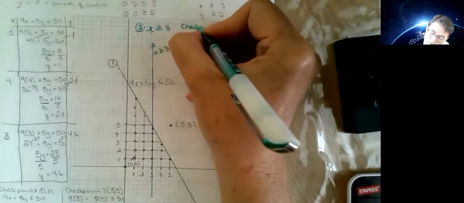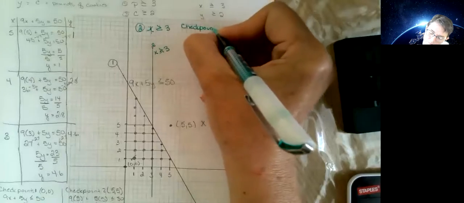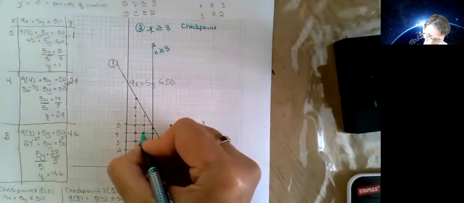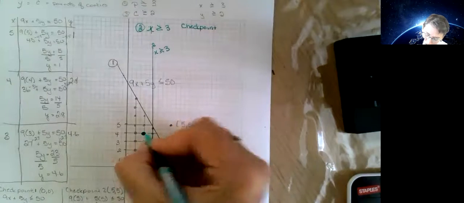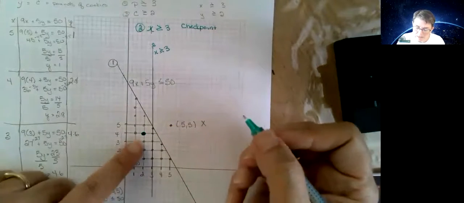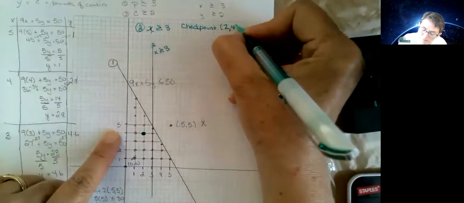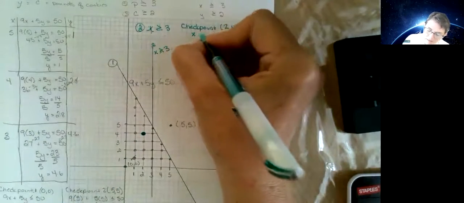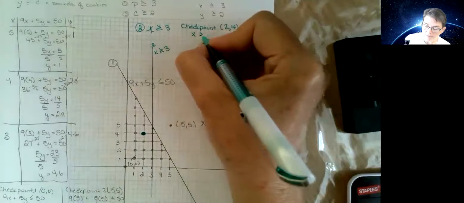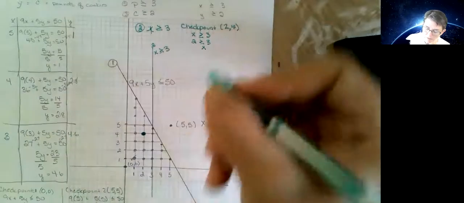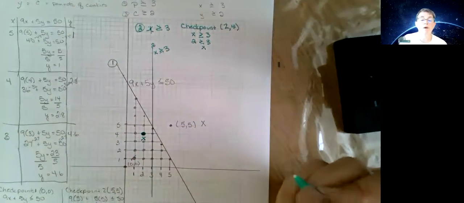Now we need to do our checkpoints. All right, so I'm going to pick that point right there. And that is 2 and 4. And it's x is greater than or equal to 3. And there's a 2 there, greater than or equal to 3. And that's no. So this is wrong.